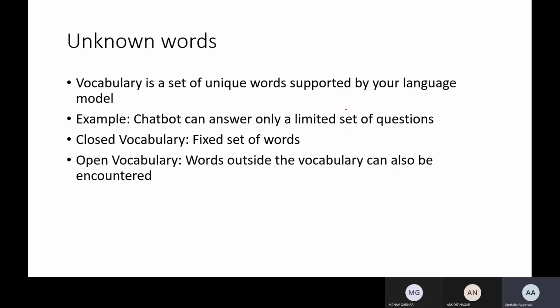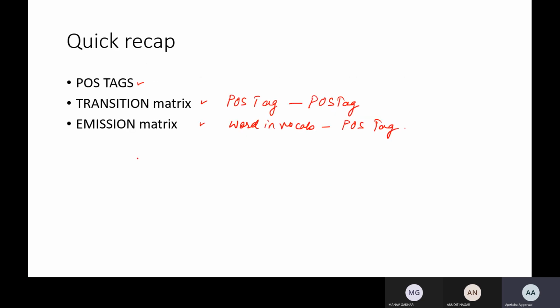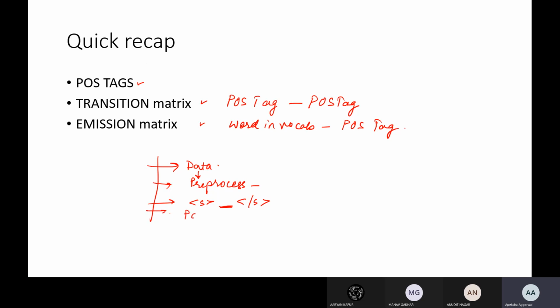Now let's see. There's one more thing. First of all, we have to follow a few steps. We have a data set, and we pre-process it. Pre-processing means we need to remove stop words, do stemming and all, and generate a vocabulary out of it. Then we add starting and ending tags around each and every sentence, right? After that, we assign POS tags.